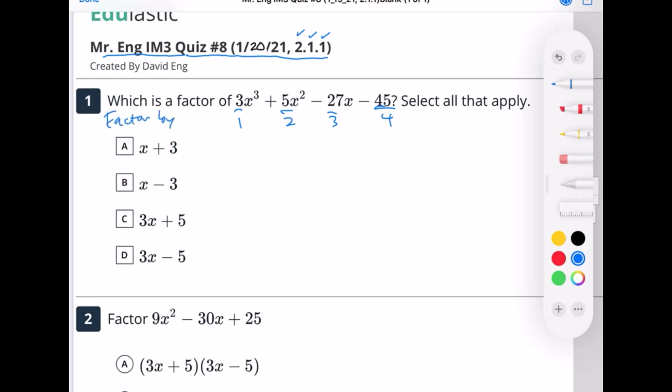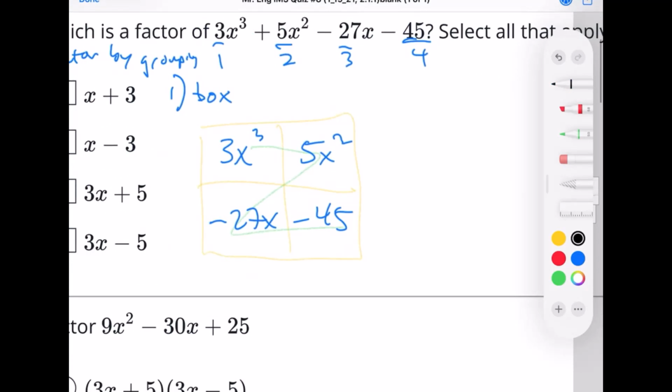Factor by grouping. Remember, there's two choices here. You can use the box method. Let's do that part right now. So remember here, I'm going to try to go in a Z. So I have 3x cubed, positive 5x squared, minus 27x, and minus 45. All right, in this method, I'm trying to find the GCF of this column here, going up and down, and I think it's 3x. And then the row going in this direction, the GCF is x squared. And then this one is going to be a minus 9. And this one will be a positive 5.